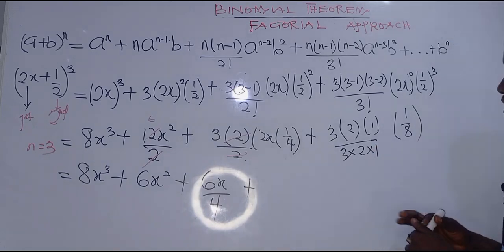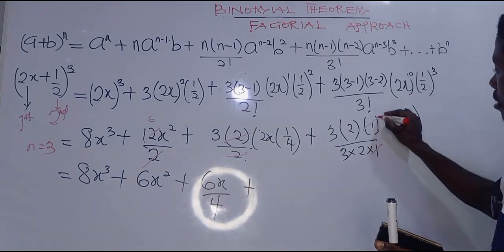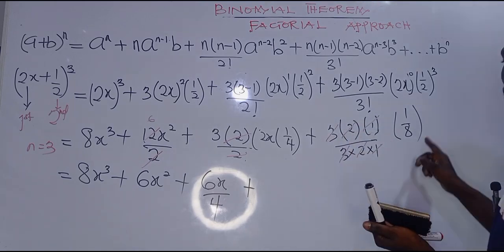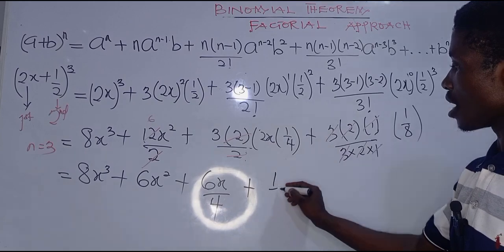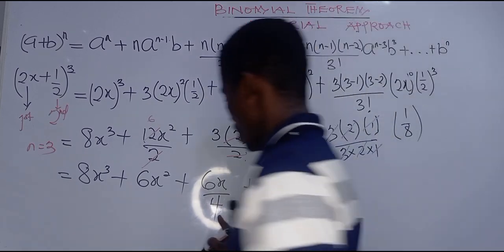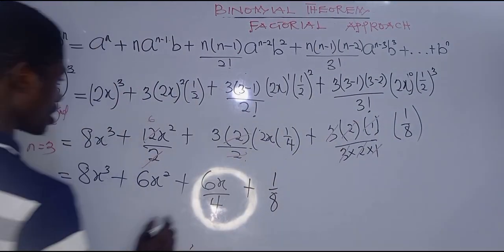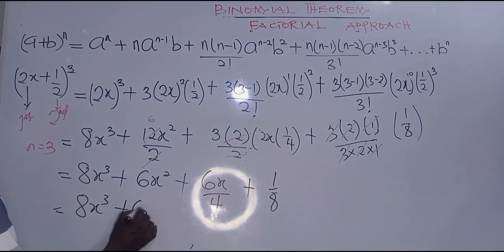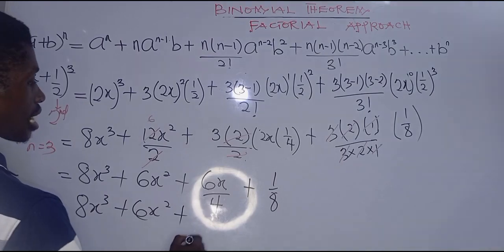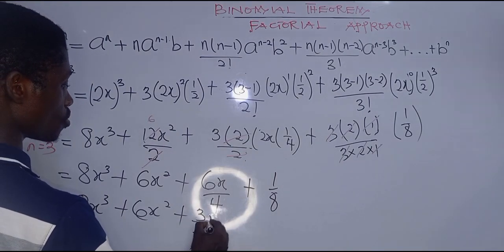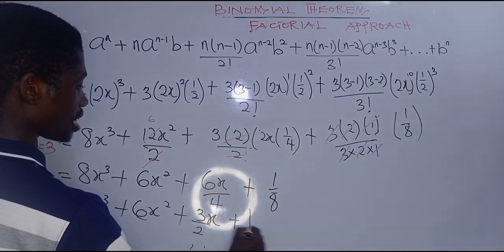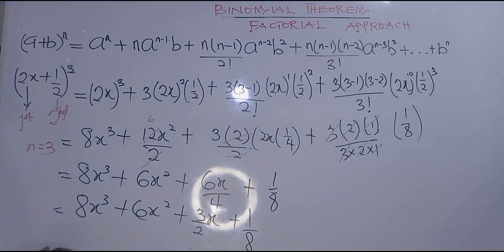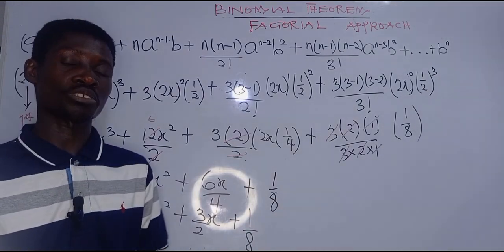And then we have this portion. We realize that this one will cancel this one, this two cancel this two, this three will cancel this three. We are left with what? 1 over 8. Let's simplify this one further. So we are going to have 8x cubed plus 6x squared plus 3 over 2x. And finally, we have what? 1 over 8. And that is that. This brings us to the end of today's lesson.